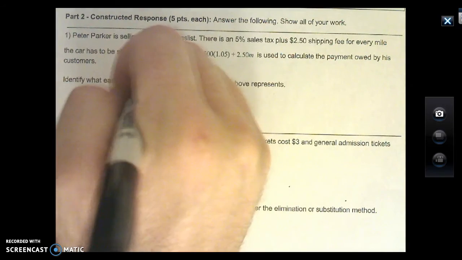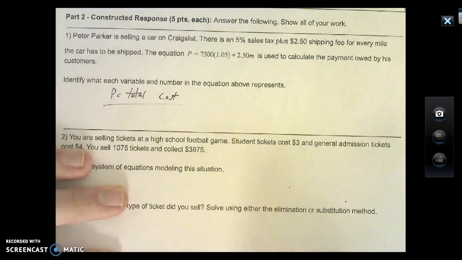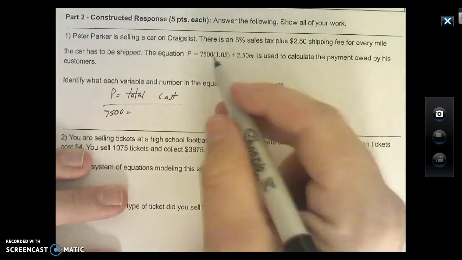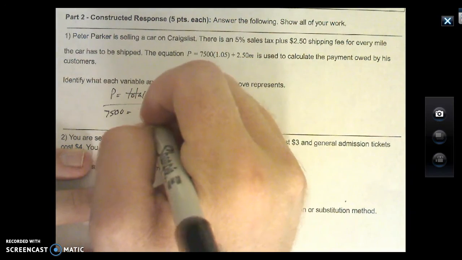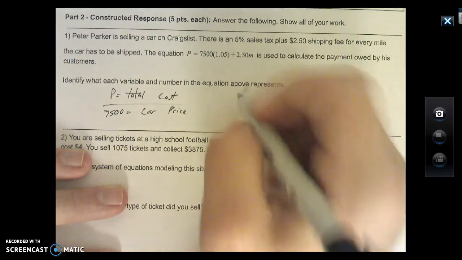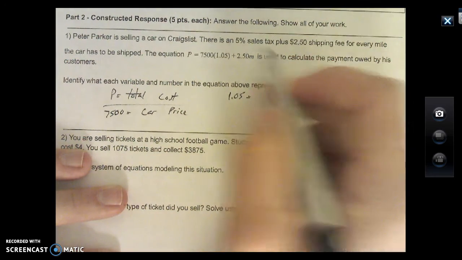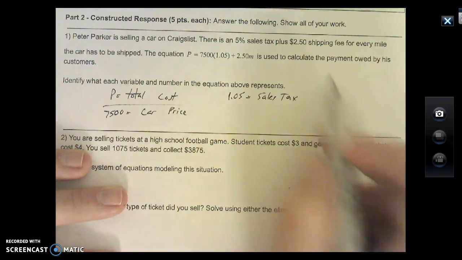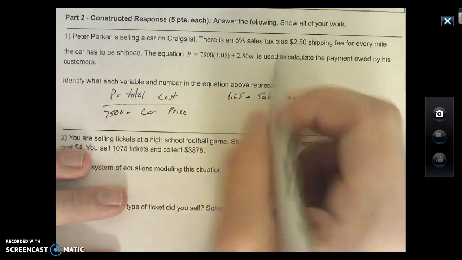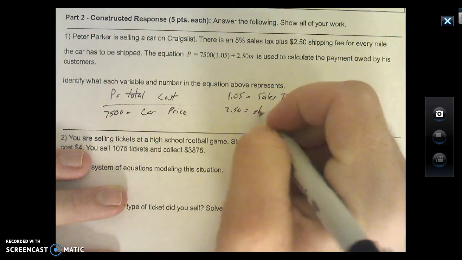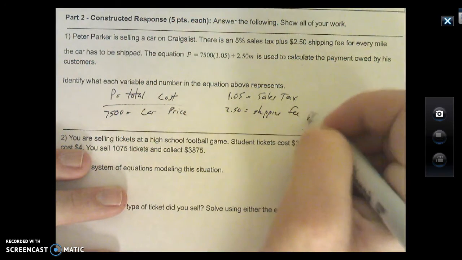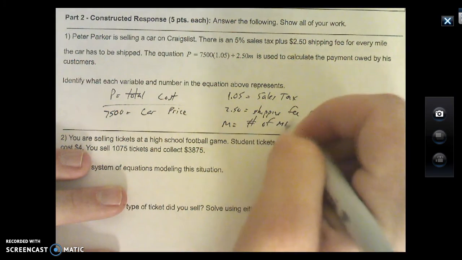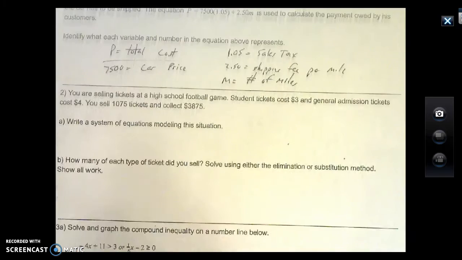The P is your total cost. The 7,500 is going to represent the price of the car. The 1.05 represents sales tax. Says it right there for you. The 2.5 is the shipping fee per mile. And your M is number of miles. You're not solving anything there. All you're doing is plugging stuff in.